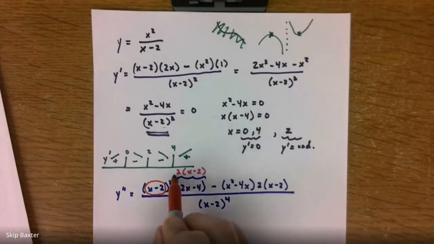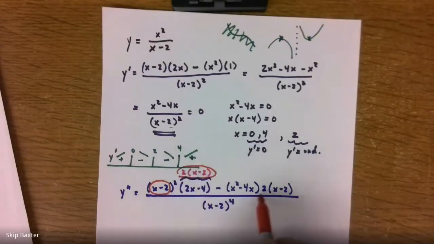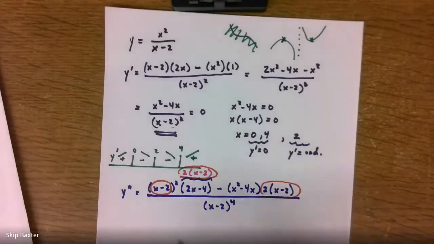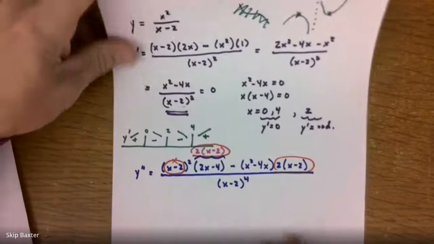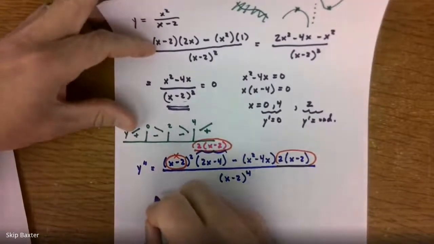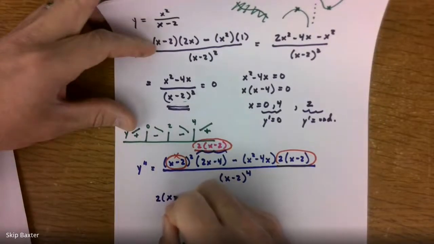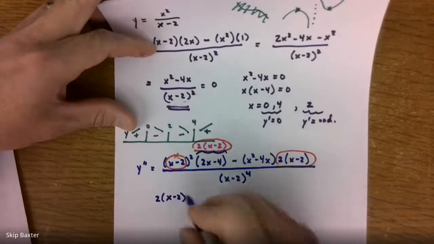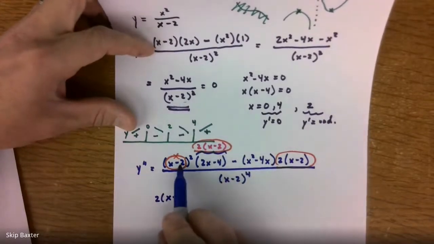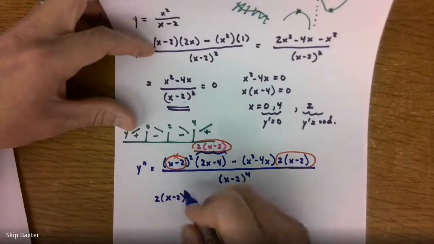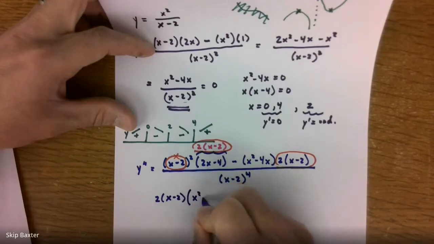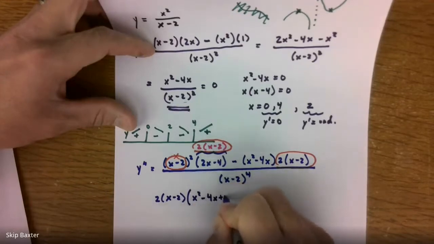Actually, let's just do this. There's a 2 times x minus 2 and a 2 times x minus 2. Let's just do it that way. Forget this one. All right, so if I factor out that 2 times x minus 2, what's left? I get 2 times x minus 2, all right? What's left on this side is the x minus 2 squared, which is x squared minus 4x plus 4.